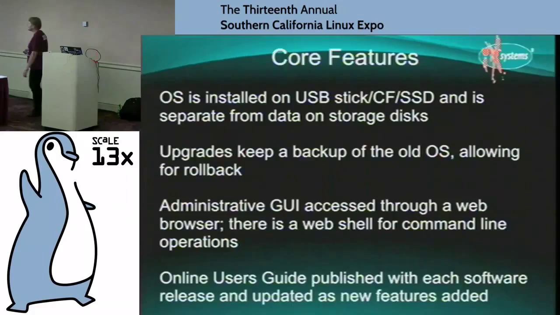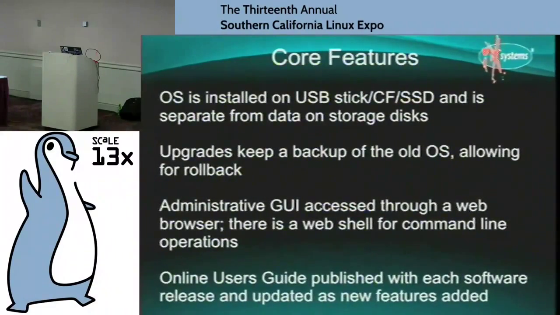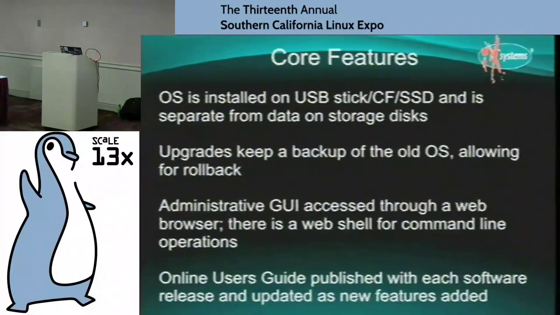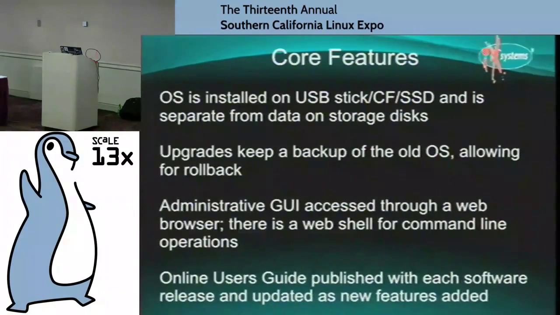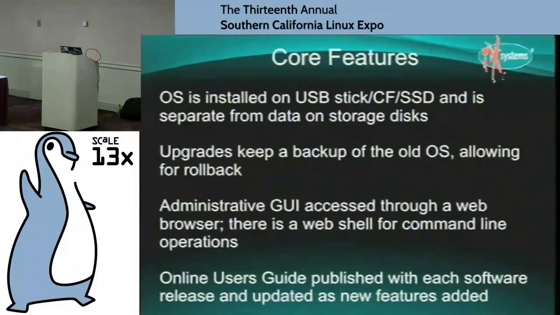And the last of the core features: the operating system itself is always separate from your storage disks. So that means if there's a problem with the operating system, it's not going to affect your data. And your OS can be installed, typically in a home environment, on a USB stick, but it also supports being installed to flash cards, SSDs, SATA-DOMs, or something smaller media that's separate from your storage. We're going to be talking about the new upgrade process, and one of the new features is it always keeps a backup of the version of the OS.